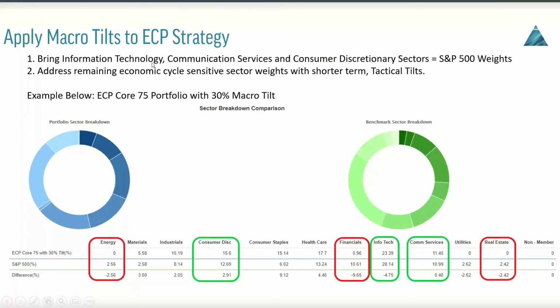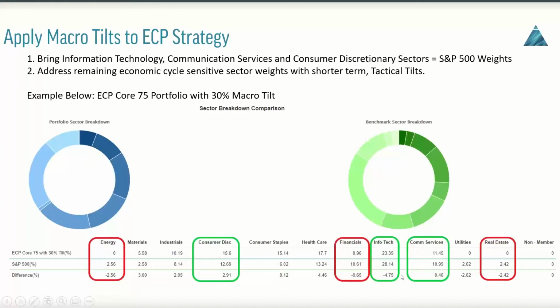So again, bring that information technology, communication services, and consumer discretionary sectors equal to the S&P 500 weights. And you can see down here that we did this with the ECP Core 75. We applied roughly a 30% macro tilt. You can see that consumer discretionary comes in with a little bit of an overweight.